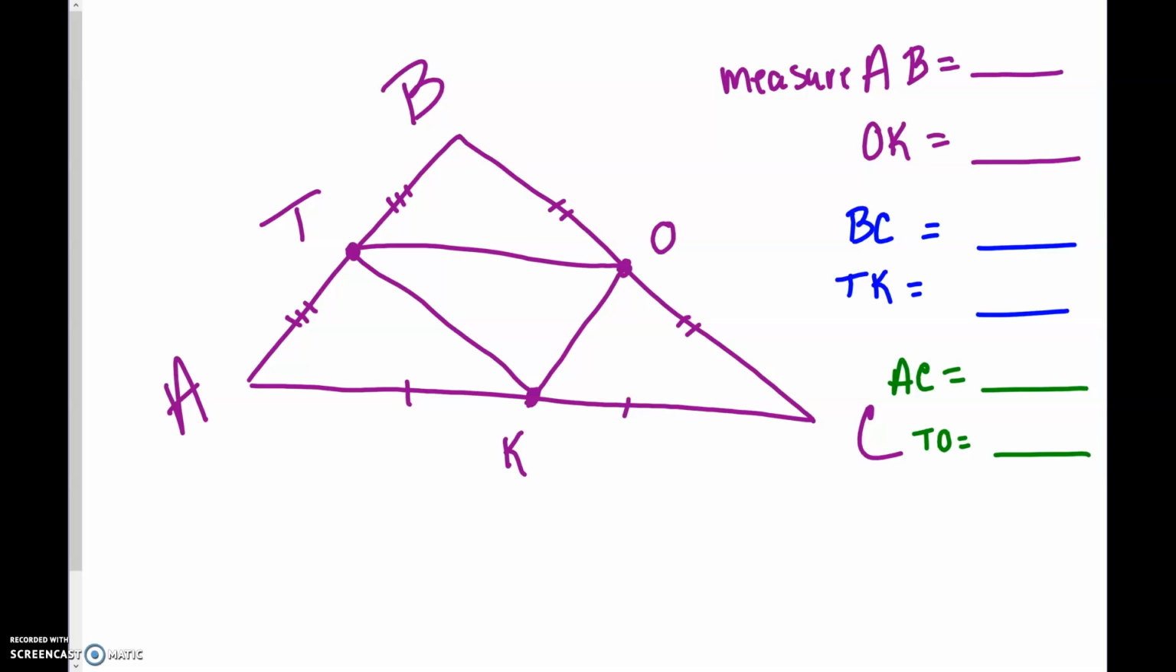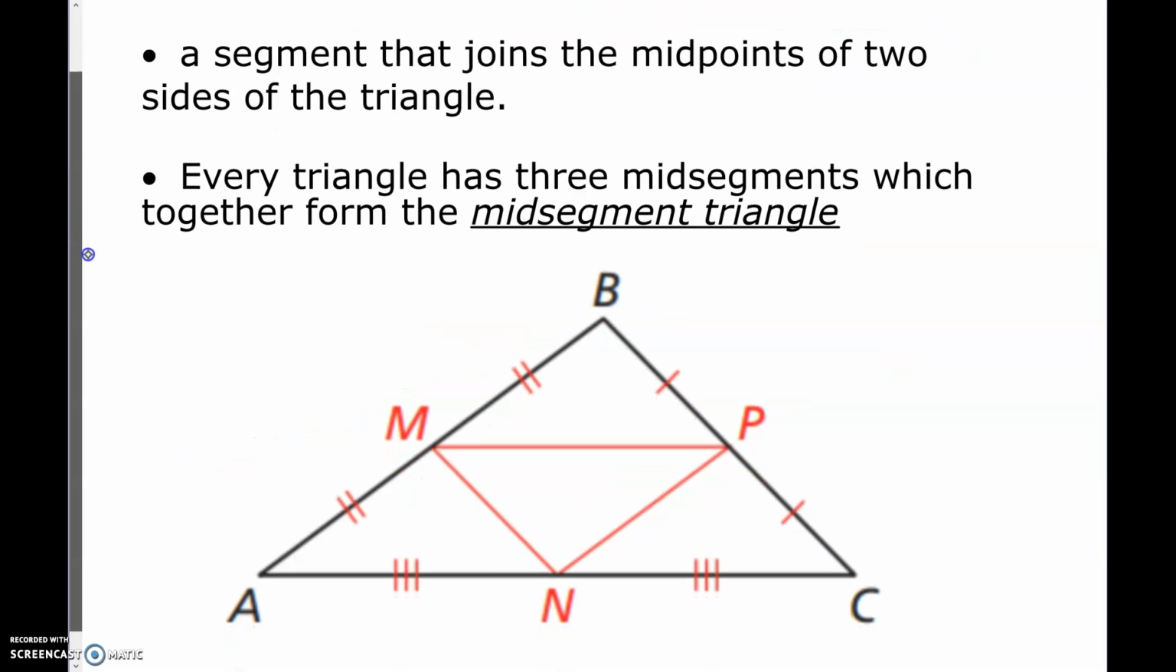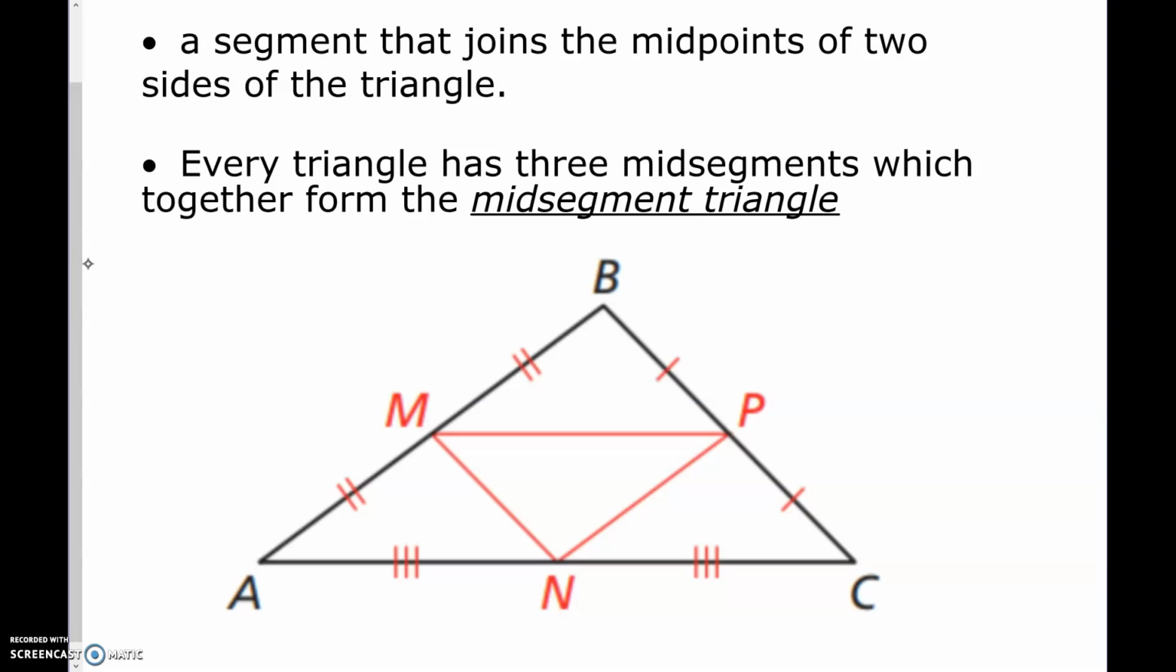Alrighty. So we found out the measurements. A mid-segment is a segment that joins the midpoints of two sides of the triangle. So here, if we have AB, then MP is considered a mid-segment because M is a midpoint and P is a midpoint. Now if we connect all of them, then we have a mid-segment triangle.